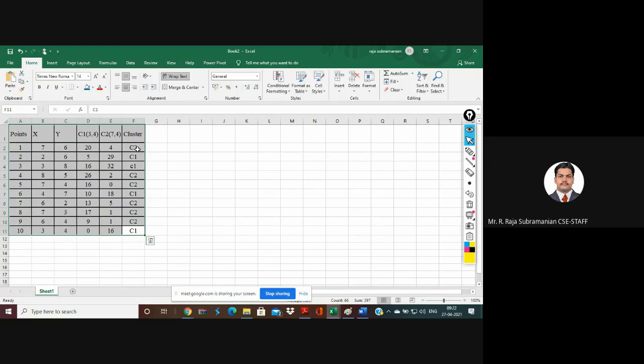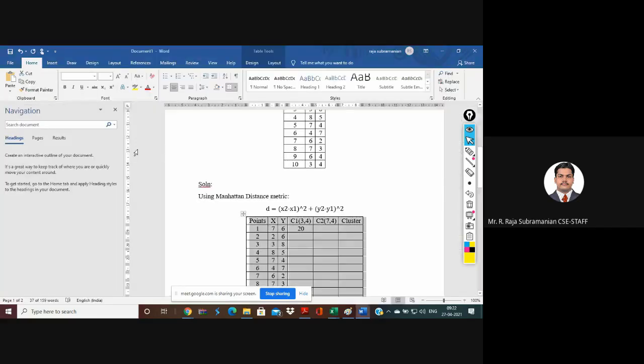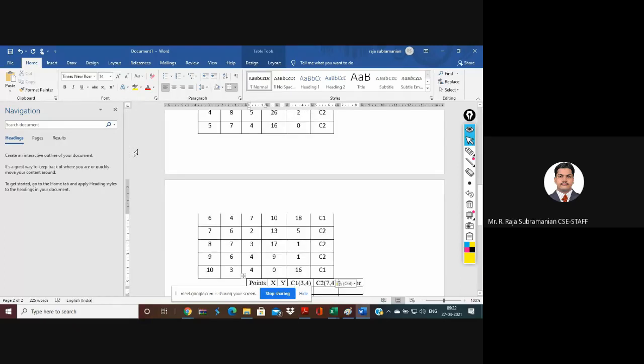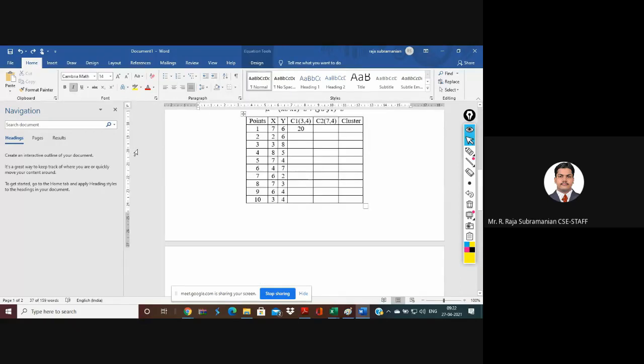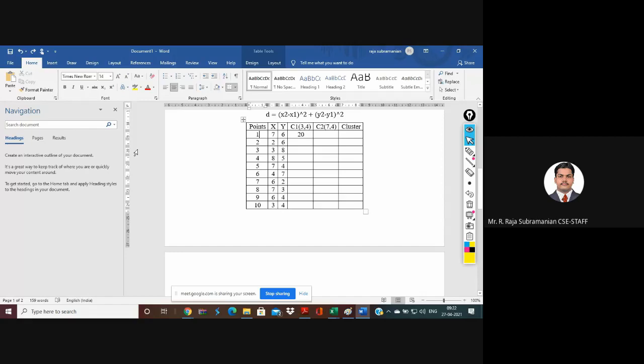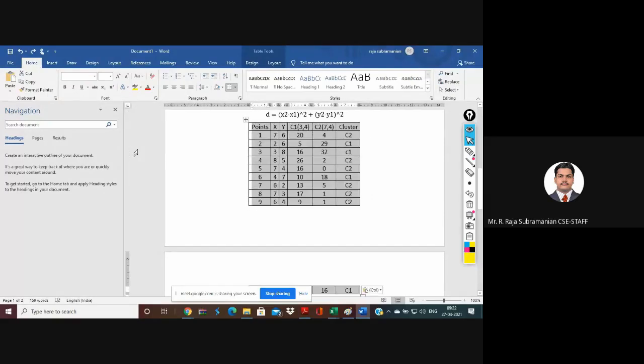We iteratively do the same thing again and again in K-means until the next iteration has the same cluster assignment as the current one. If it is like that, we say that it has converged, and the clustering is completed. That is with respect to K-means. But in K-medoid, it is slightly different.